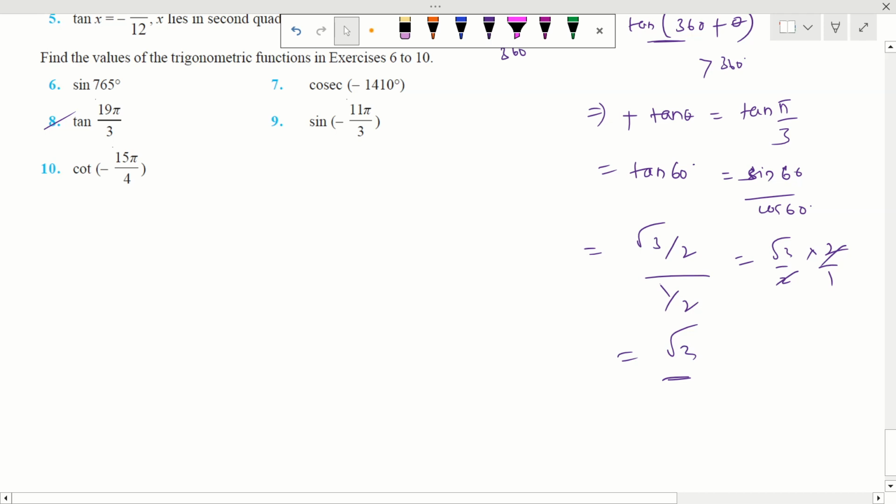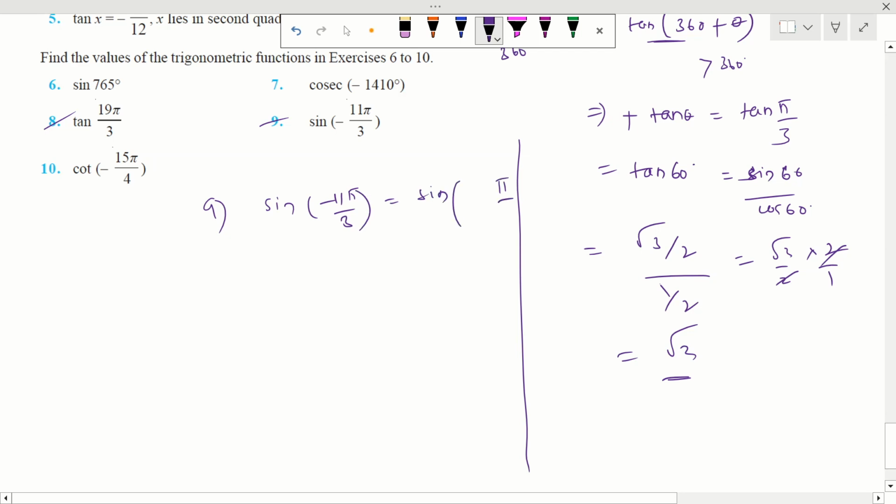Now we go to the ninth one, which is given as sine of minus 11 pi divided by 3. How can we write this? I write pi by 3 separately, plus something. So 3 fours are 12, 12 minus 1 is what? 3 fours are.